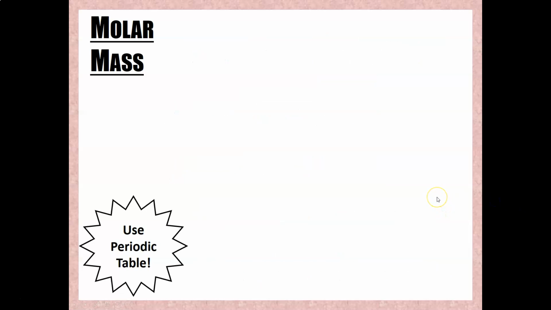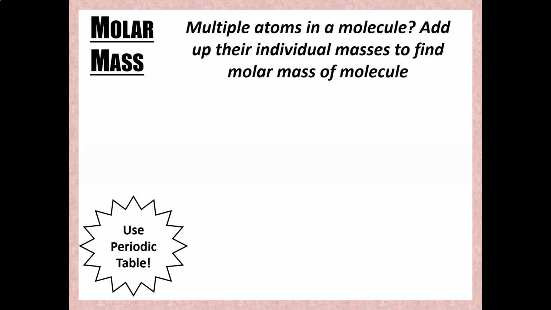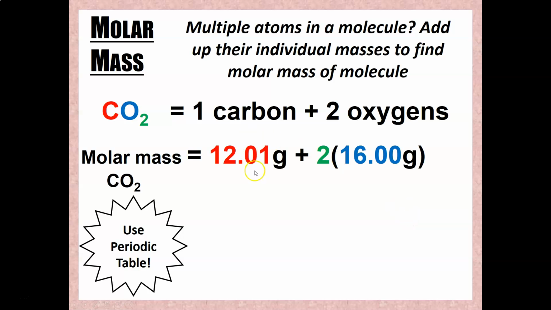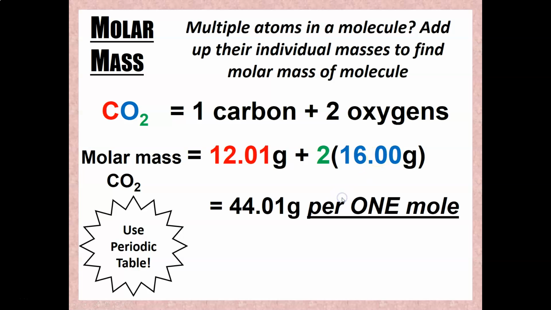So if we want to calculate what the molar mass is, and there's more than one atom, you're going to have to just add together your individual masses. Carbon dioxide is not on the periodic table, but carbon is and oxygen is. So I can find the mass of carbon and add in 2 oxygens. So 12.01 plus 2 times 16. And I find out that 1 mole of carbon dioxide would weigh 44.01 grams.